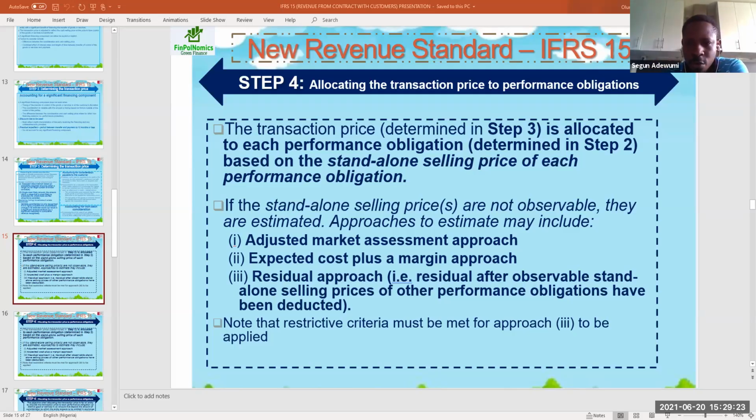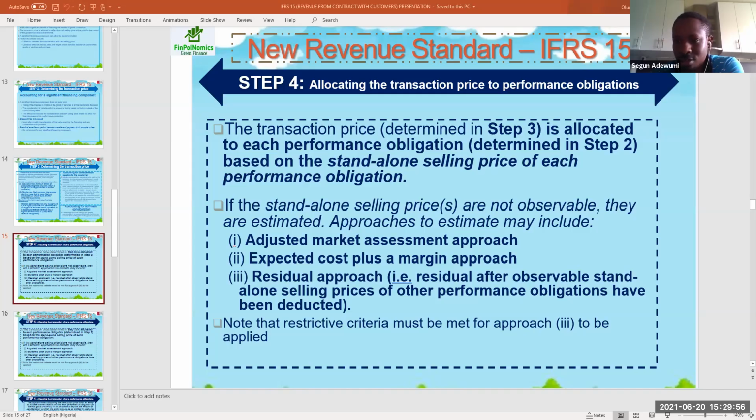Okay, I just have a comment. Especially when you were talking about standalone selling price, if there's no standalone selling price, we should subject it to any of these three approaches. My example would be from the same telecommunication services that you've been talking about.